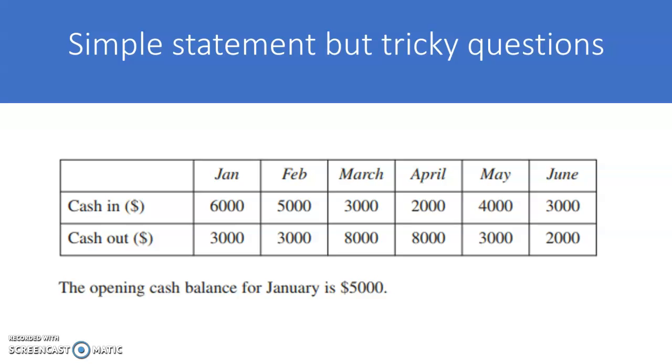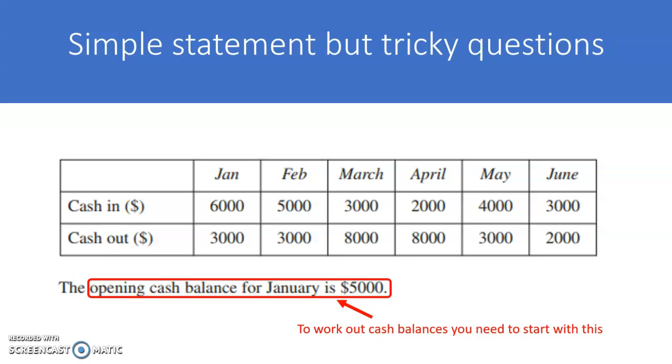Let's have a look at a simple cash flow statement. Remember, they're a pretty simple statement, but the questions can get quite tricky. The first trick in this particular question, if we were asked to calculate the closing cash balance for June, would be that they've written down underneath the table the opening cash balance for January is 5,000. If you don't read and use this number, all of your calculations from the very beginning will be wrong.